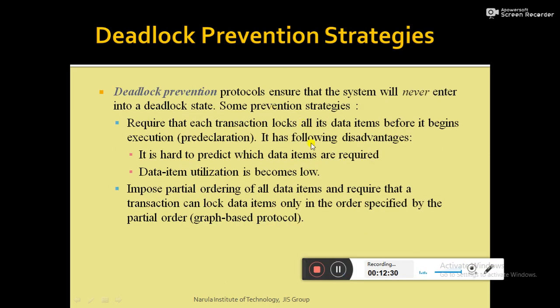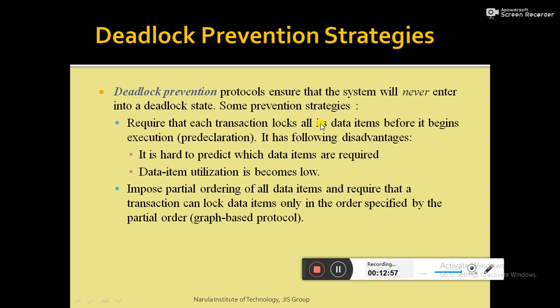Now the topic is deadlock prevention strategies. Deadlock prevention means a set of protocols which ensures that the system will never enter into a deadlock state. That means a deadlock prevention technique is basically a protocol, an algorithm, which ensures that the system will never enter into a deadlock state. Deadlock will never happen if that algorithm executes in your system.